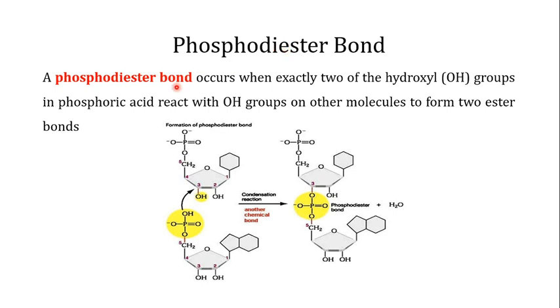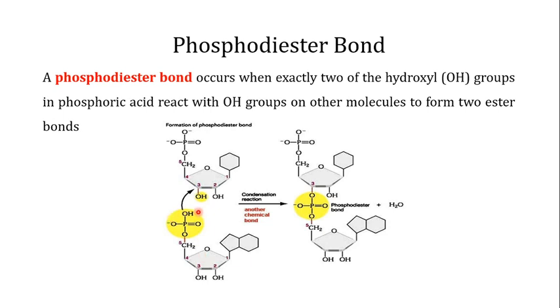A phosphodiester bond is made when exactly 2 hydroxyl groups in the phosphoric acid react with hydroxyl groups on other molecules to form 2 ester bonds. Now how is this going to work? This is one nucleotide, this is another nucleotide, and you are going to connect these 2 with each other with the help of the phosphodiester bond.